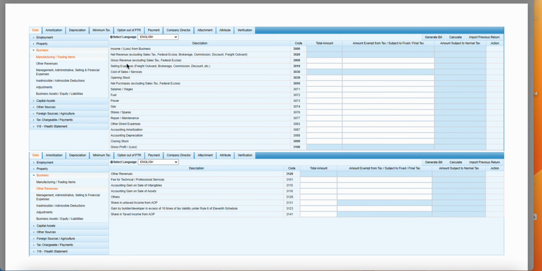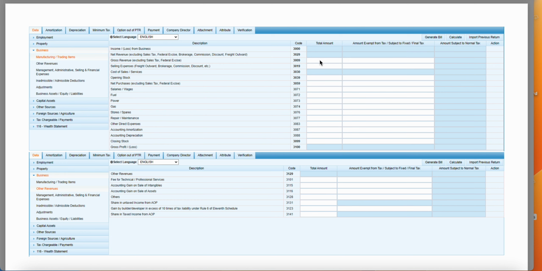So when you put the figure of gross revenue in this column, total amount, and if it's not exempt, and you push this calculate button, this amount will come here as amount subject to normal taxation. And since we are talking about a sole proprietor in a business individual's tax return, his income will be taxed according to the different tax slabs given in the tax law.